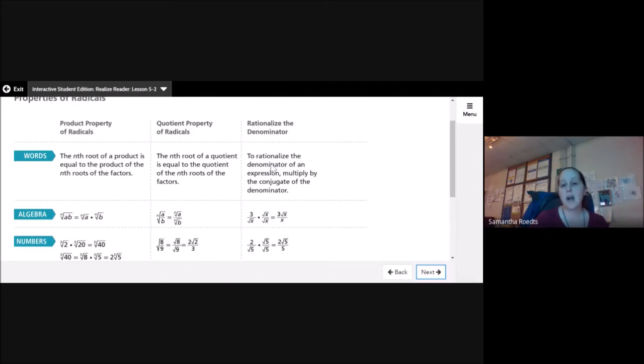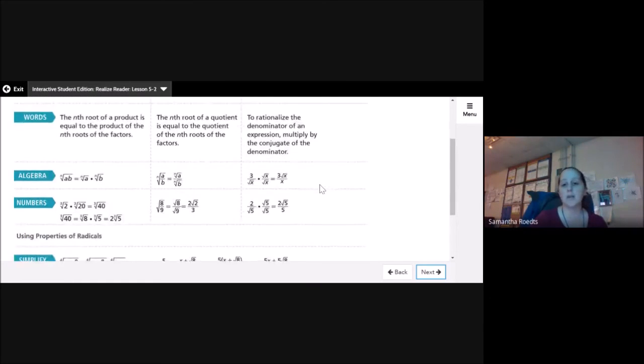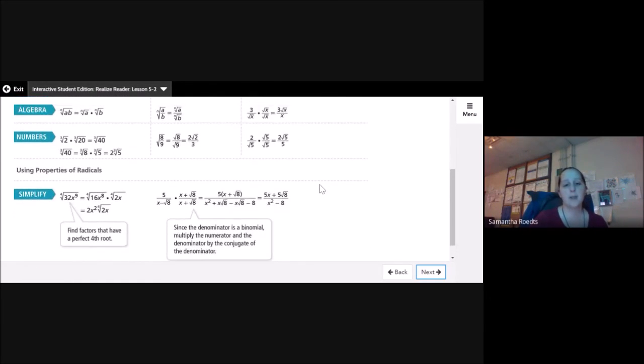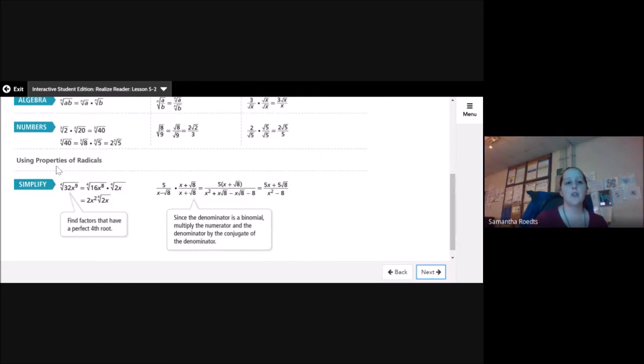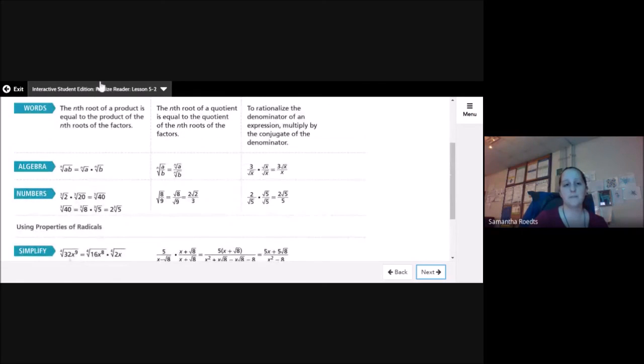And rationalizing the denominator. To rationalize the denominator of an expression, I multiply by the conjugate of the denominator. So the square root of x times the square root of x gives me x. The square root of 5 times the square root of 5 gives me 5. Using properties of radicals, I can find factors that have a perfect fourth root. Since the denominator is a binomial, I multiply the numerator and the denominator by the conjugate of the denominator. Okay, and that is the end of Unit 5, Lesson 2.